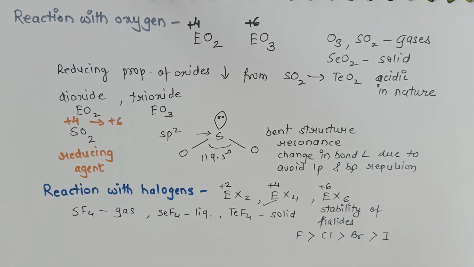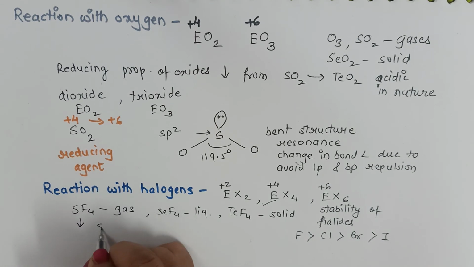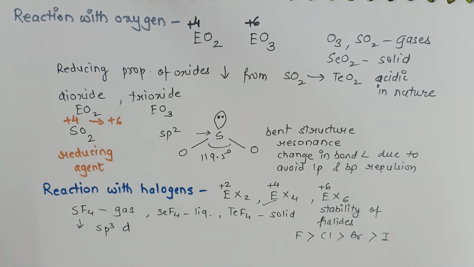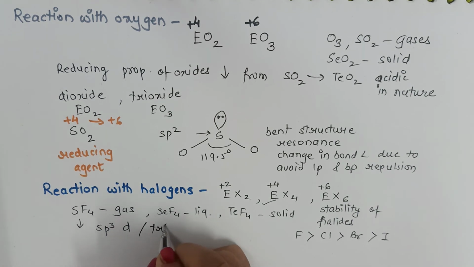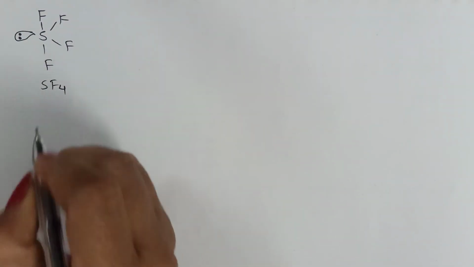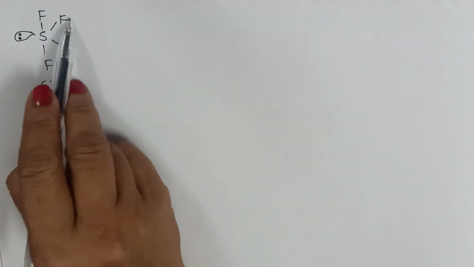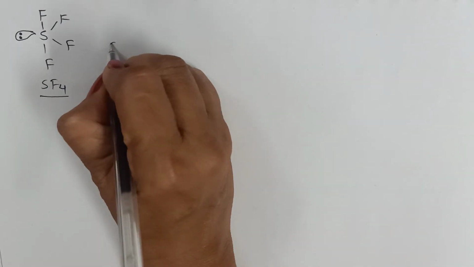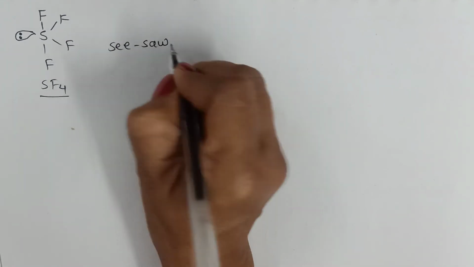Generally speaking, in tetrahalides they show sp3d hybridization, and since sp3d hybridization is there, they are expected to have trigonal bipyramidal structure. But obviously there are certain exceptions. For example, SF4. In SF4, there are 4 bond pairs and one lone pair, which will occupy the equatorial position, and therefore it will show seesaw geometry.